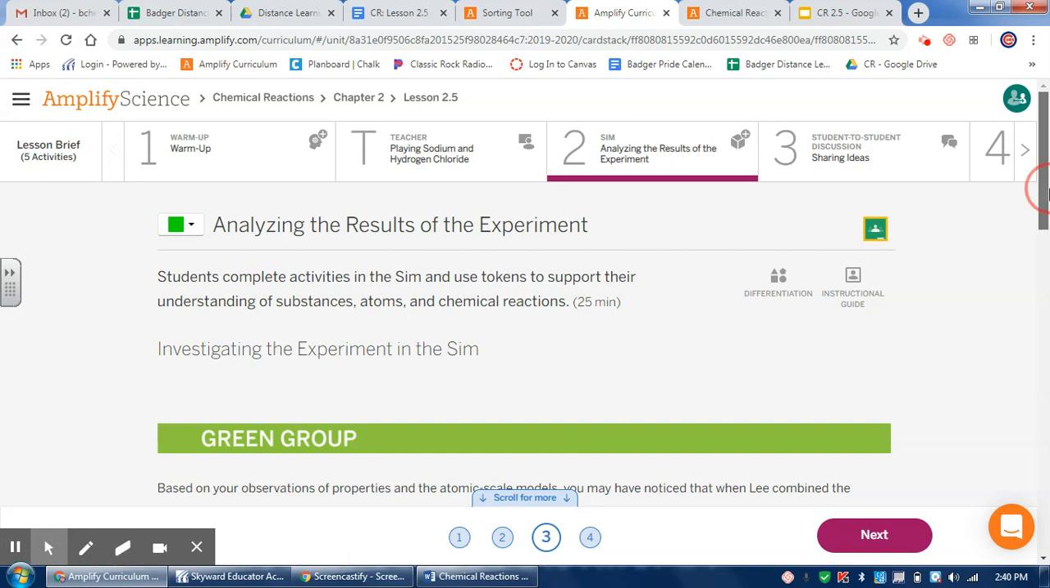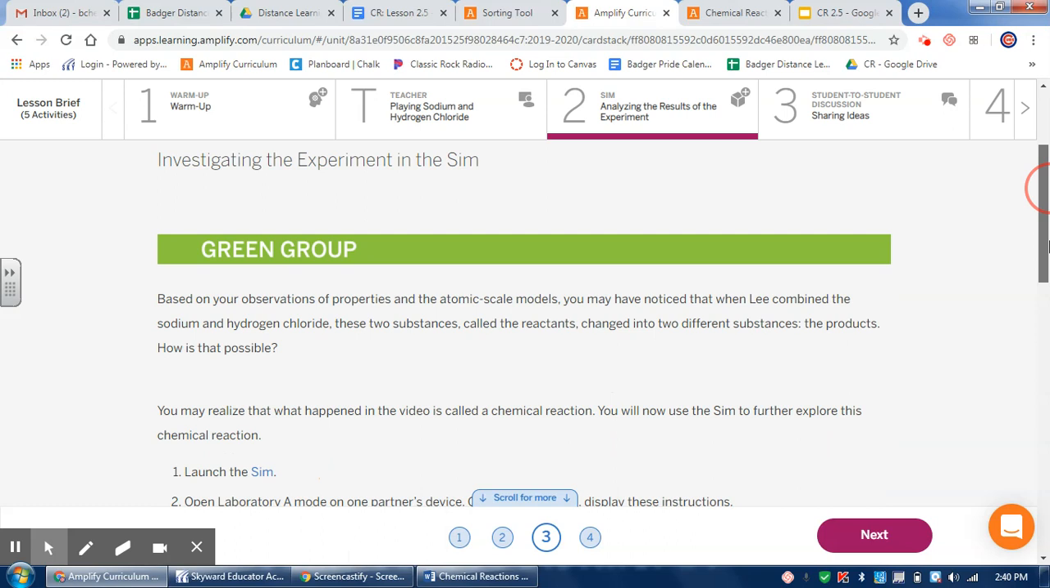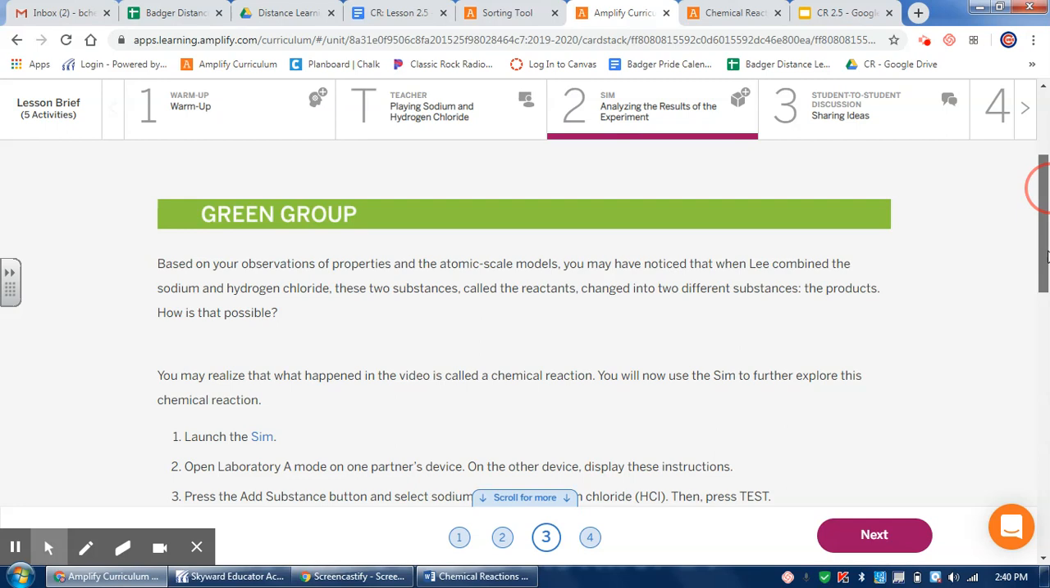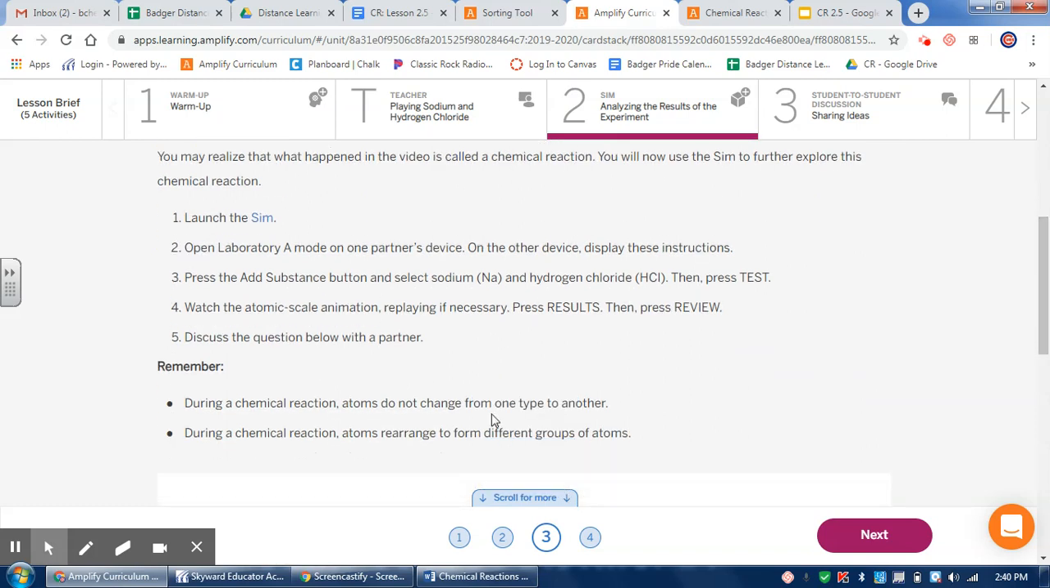All right, page 3. We're going to go into the sim, and we're going to observe what happens now when we put these two reactants together, the sodium and the hydrogen chloride. So we're going to launch the sim. We're going to go to laboratory A mode. We're going to add the substances, and we're going to watch what happens to those substances.